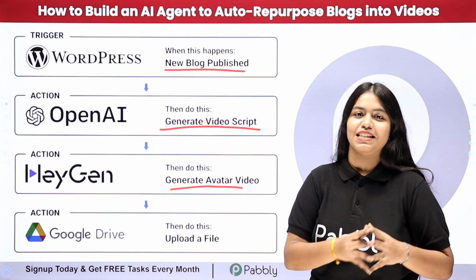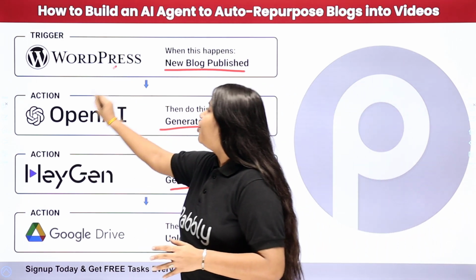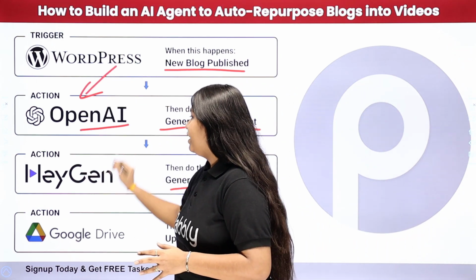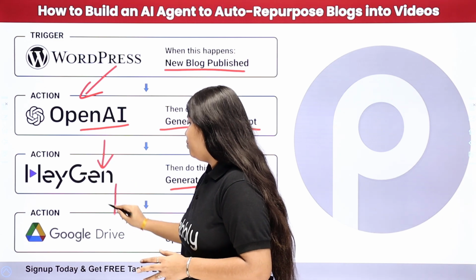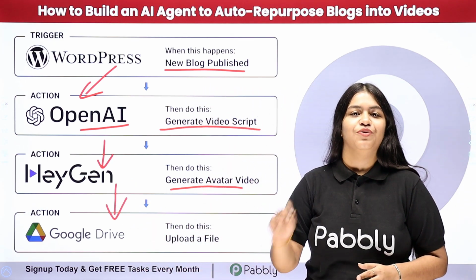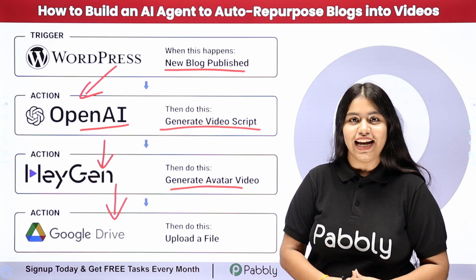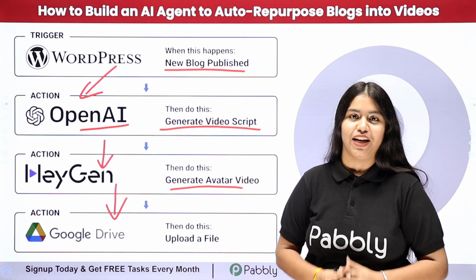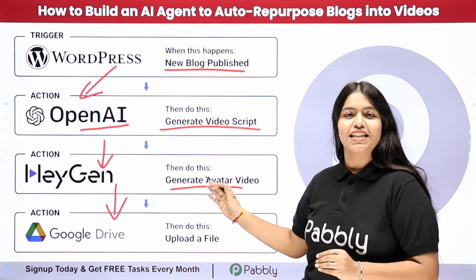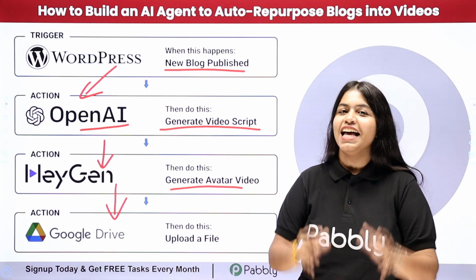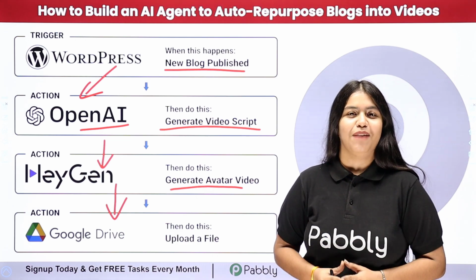So to do this, we are simply going to create a connection between WordPress, my AI agent, which is OpenAI, HeyGen, and then Google Drive. And to create this connection without knowing any programming or coding language, we are going to use Pabbly Connect. It is an amazing automation software. So if you also want to create this amazing automation for your own business, then for that you have to come with me towards my screen.